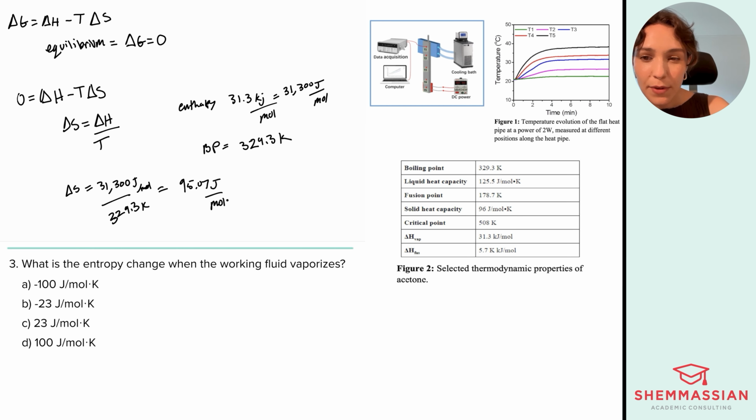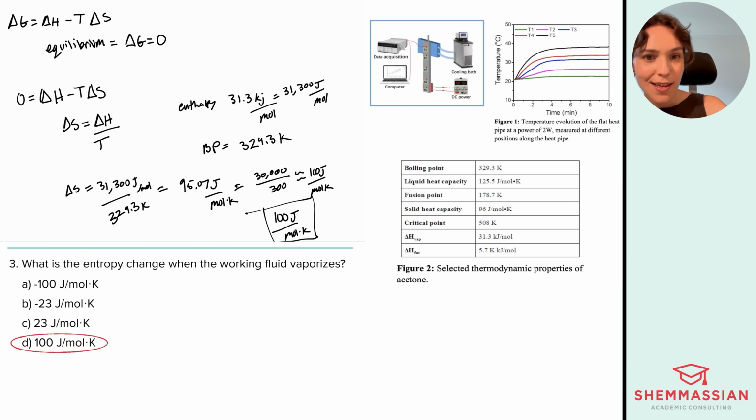But if we round the numbers for simplicity, say 31,300 to 30,000, and then 329.3 to just 300, the math is a lot easier. So we would have 30,000 divided by 300 equals 100 joules per mole Kelvin. And so the best estimate for entropy of vaporization is 100 joules per mole Kelvin, and that gives us our final answer, choice D. So I know that's a pretty extensive explanation.